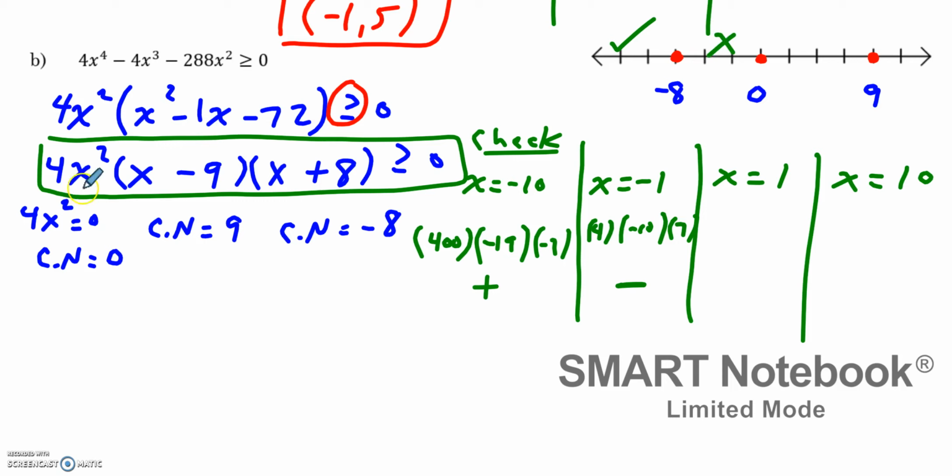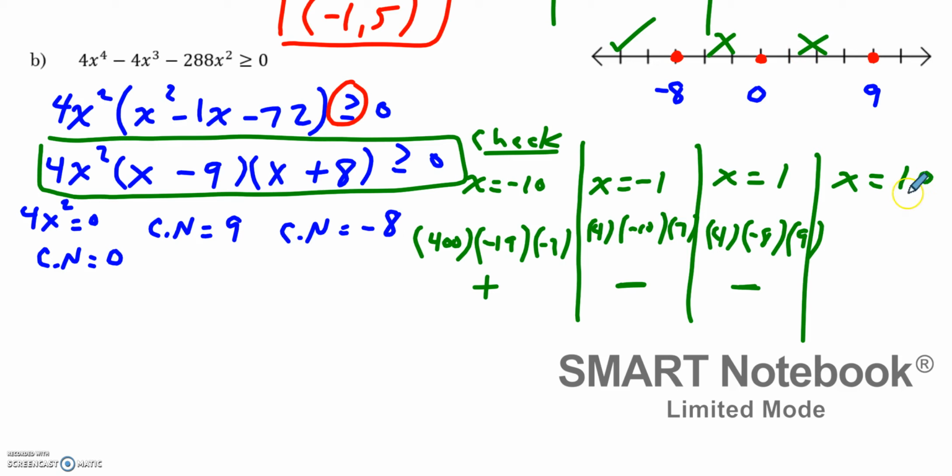If I plug positive 1 in here, positive 1 squared is 1 times 4 is 4. Plug 1 in here, 1 minus 9 is negative 8. 1 plus 8 is 9. Positive times negative times positive is negative. Negative numbers are not bigger than 0. Out.